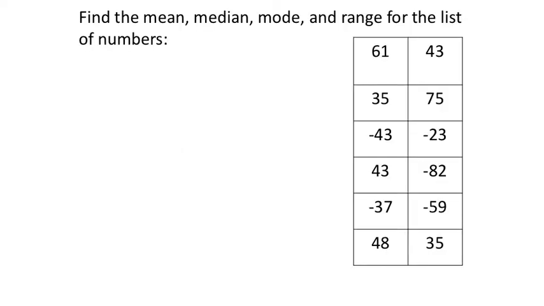This is a quick review of Module 1. Find the mean, median, mode, and range for the list of numbers. And this one, let's see, how many numbers do we got? 1, 2, 3, 4, 5, 6, so 12 total numbers.